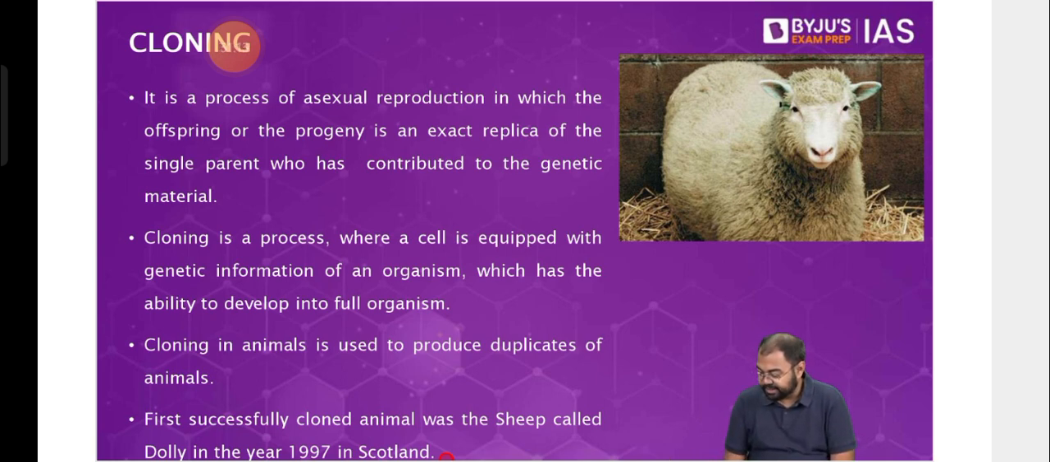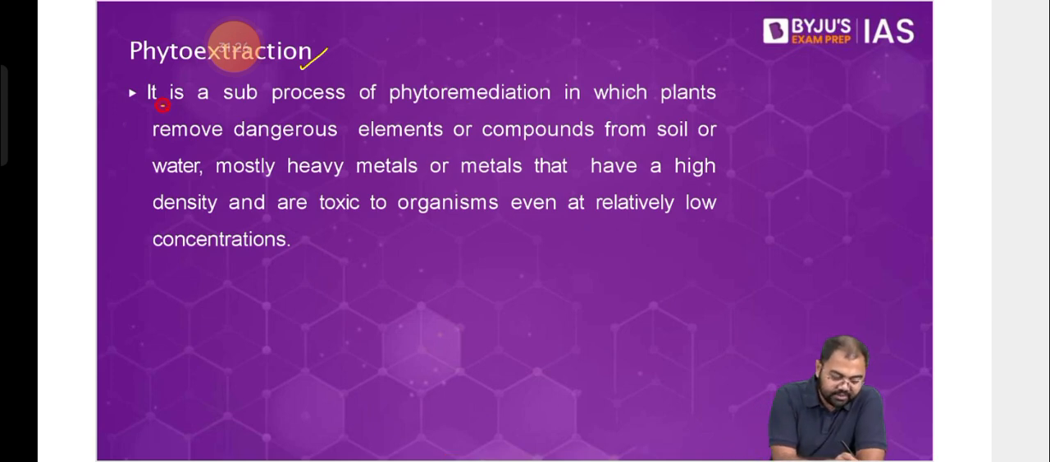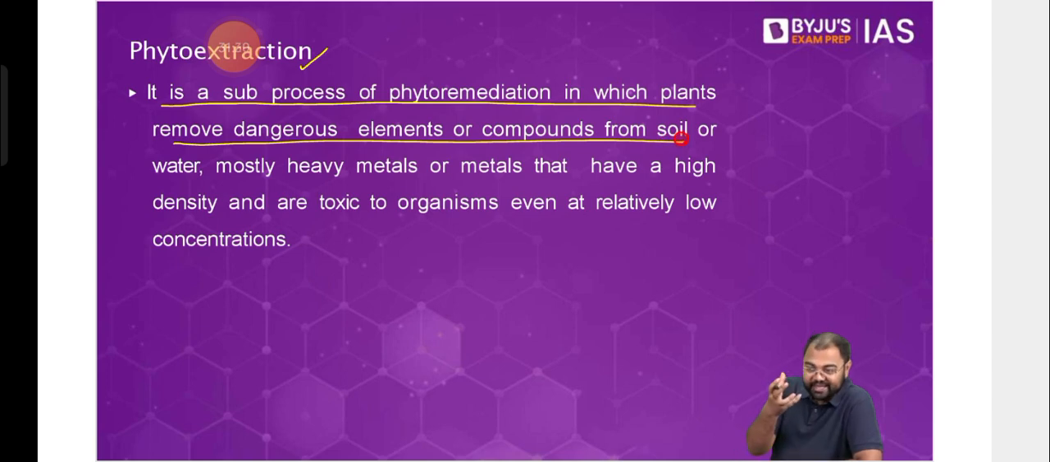The difference between biosparging and bioremediation? No, there's no difference. Biosparging is a kind of bioremediation, right? Bioremediation is any way that you clean up the environment, and biosparging is one of those ways. The difference between phytomining and phytoextraction: you can simply say that phytoextraction is a kind of phytoremediation. Let me just write here. If you see here, it is written that it is a sub-process of phytoremediation in which plants can remove the dangerous elements or compounds from the soil. When plants are extracting from the soil, that is phytoextraction. So you can say that it's a sub-process of phytoremediation.